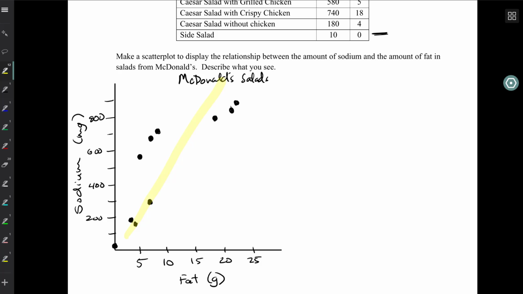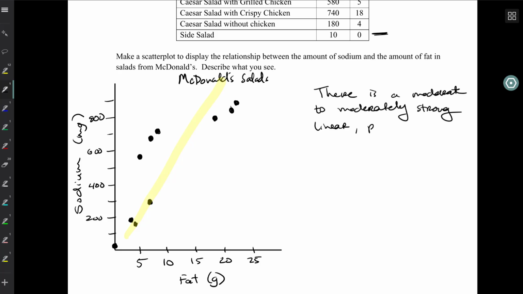And to me, since I have so many that are kind of far away, or it seems like there's something else going on here, I would say this is going to be a moderately strong or maybe even just moderate. I'd say there is a moderate to moderately strong linear, and positive relationship.